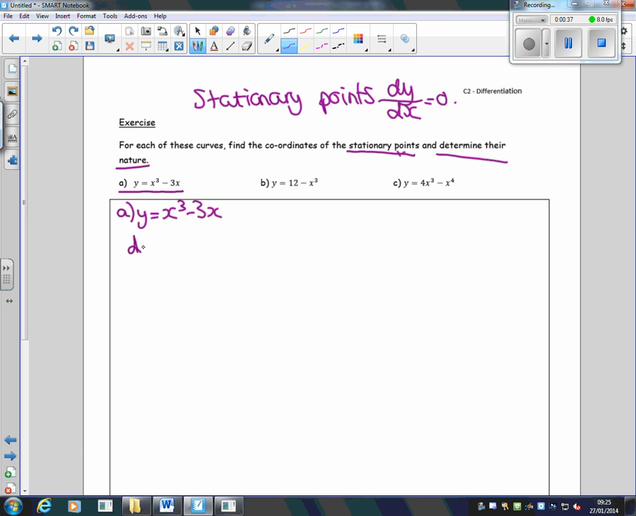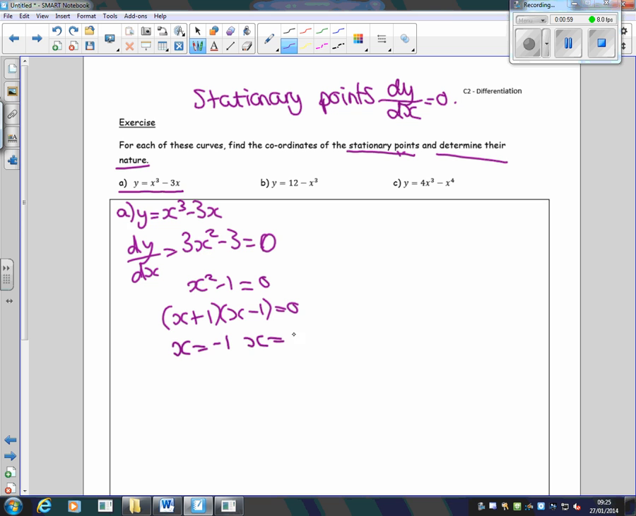So we need to find dy by dx, multiply by the power and reduce the power by 1, and then do the same for the other term. And we're looking for where that is equal to 0. So that's the same as where x squared minus 1 equals 0. When we factorise this, we get (x plus 1)(x minus 1). So either x equals minus 1 or x equals 1.